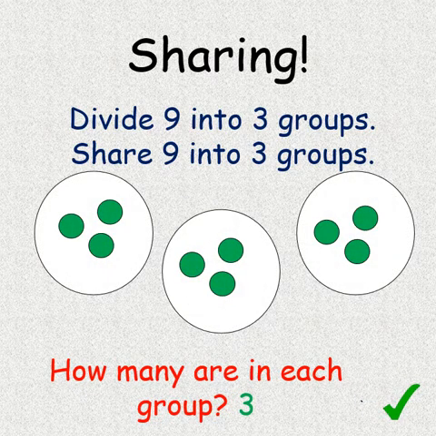Well done, everyone. Let's check. So you should have drawn 3 groups, just like I have, okay? And then you needed to share 9 counters. So you should have had 3 in each group, all together. So well done if you got that right.